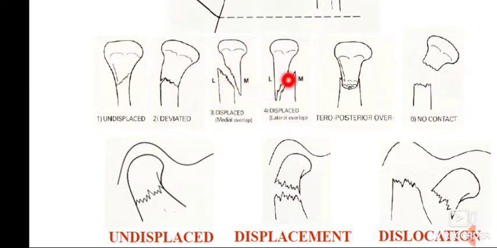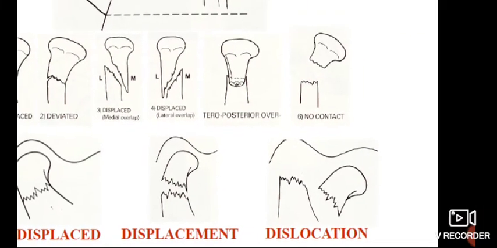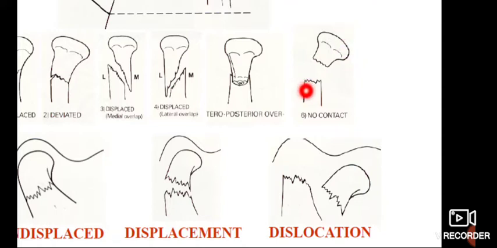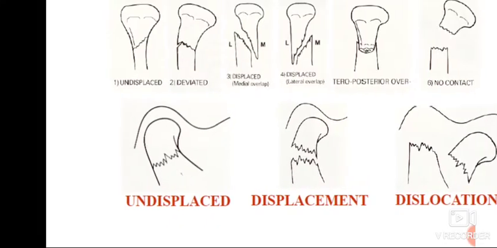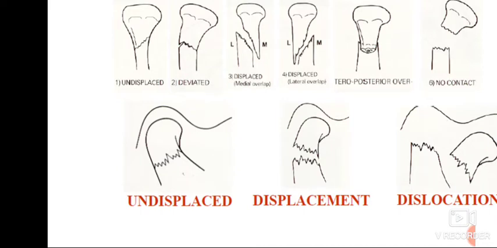Displaced medially, displaced laterally. L indicates lateral displacement, M indicates medial. As we have noticed, most of the time it is the attachment here, exactly where I kept the pointer, that is where the lateral pterygoid muscle attaches. So anteromedial direction is the most common displacement, then medial displacement, lateral displacement, and anteroposterior displacement. And then there is absolutely no contact between both fragments. The third component is in relation to the glenoid fossa.